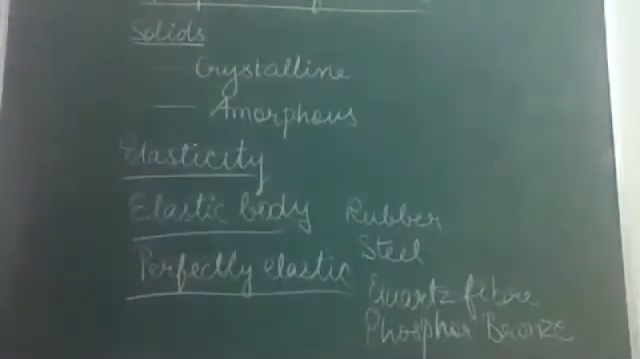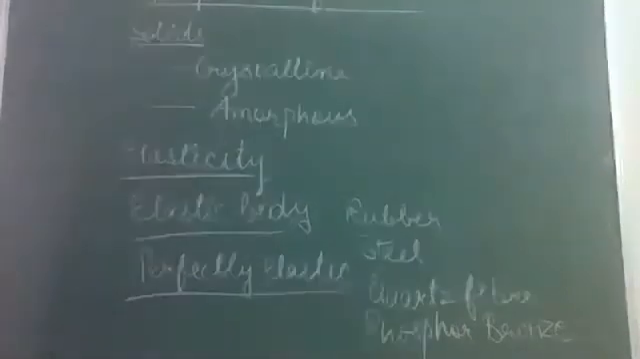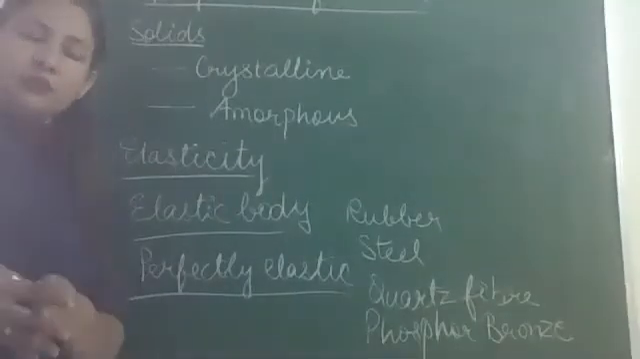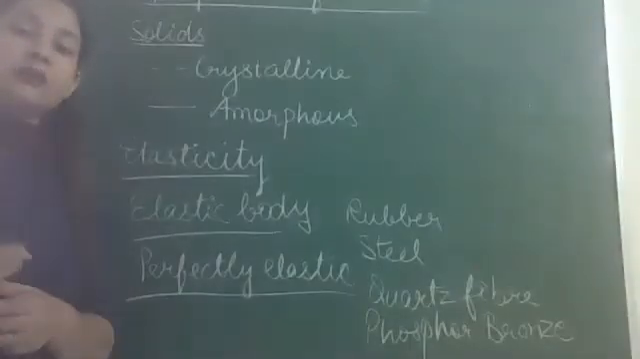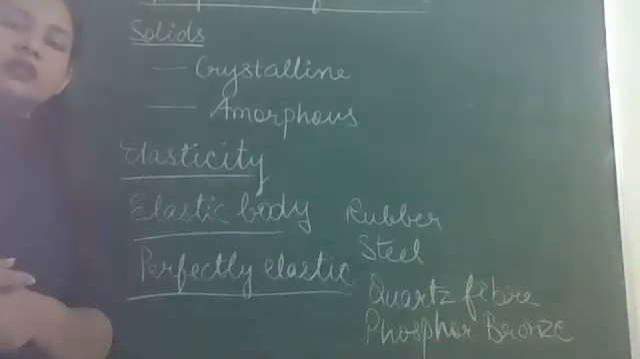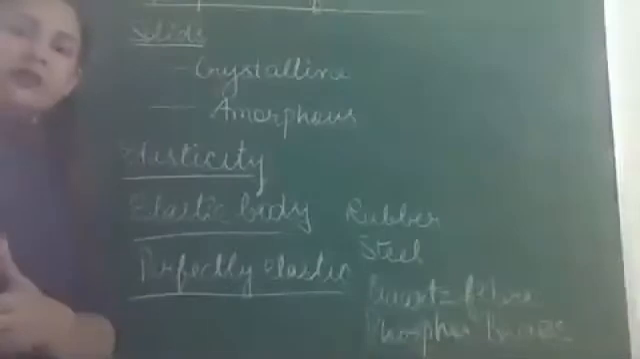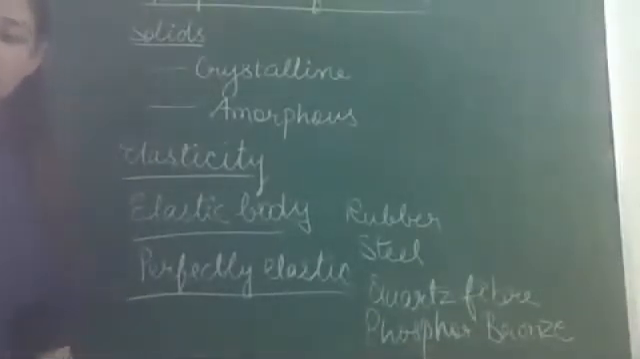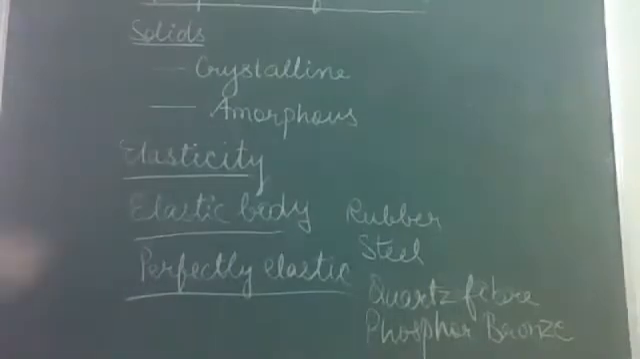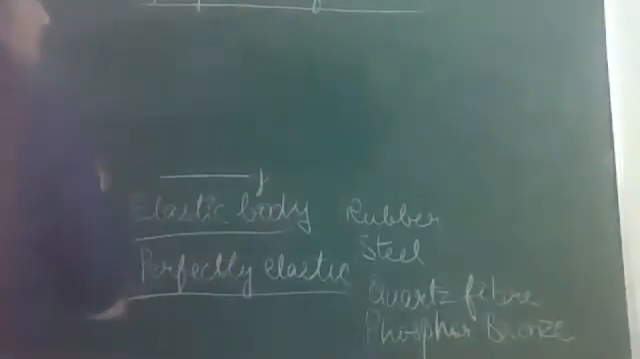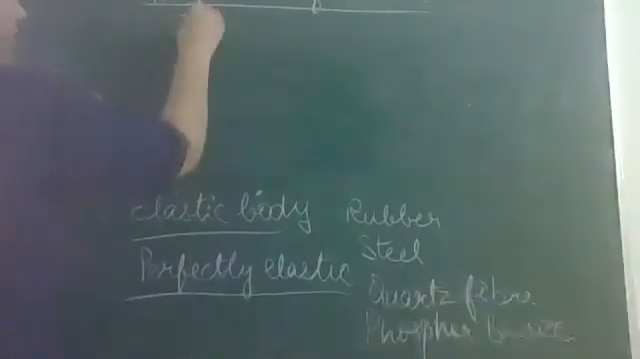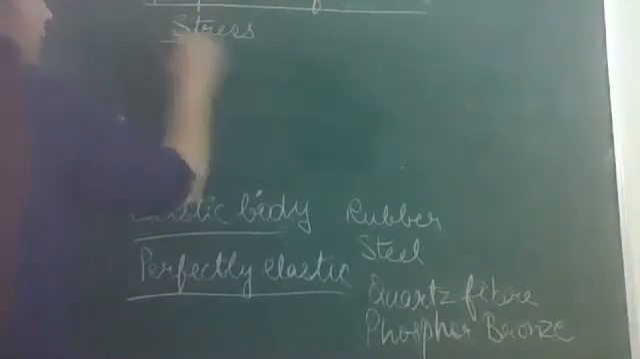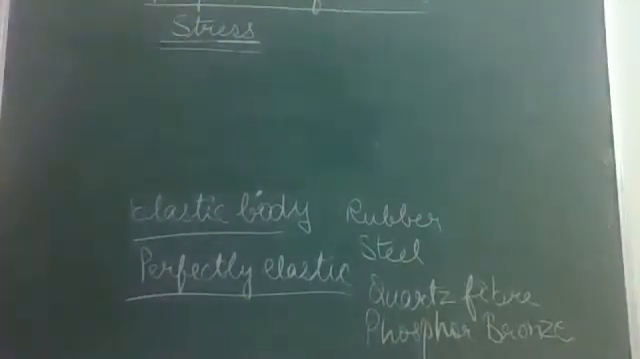So I hope this concept, these definitions are clear to you. And plastic bodies don't regain original shape and size after the removal of deforming forces because of their structure, and rather they break if we try to stretch them. So examples are plastic, wax, clay, glass. You can write these examples. Now we have different terms because Hooke's law is in our syllabus. So for doing Hooke's law, we need to understand two terms, stress and strain. So first of all, let's understand what we mean by stress.